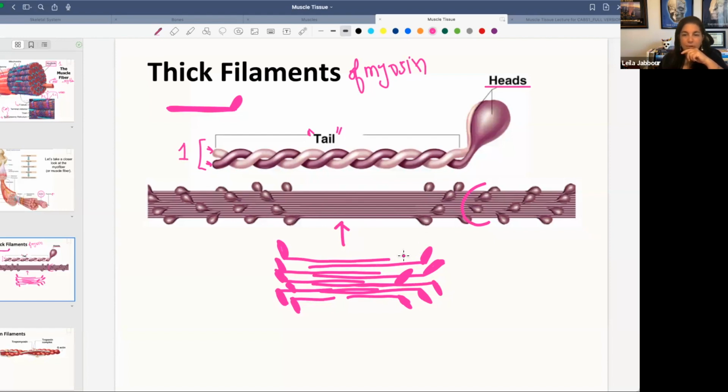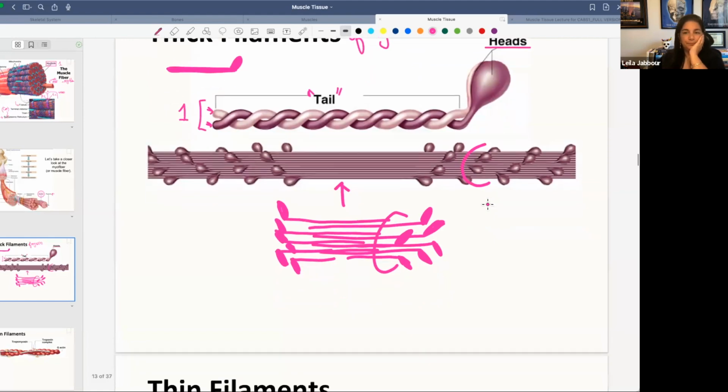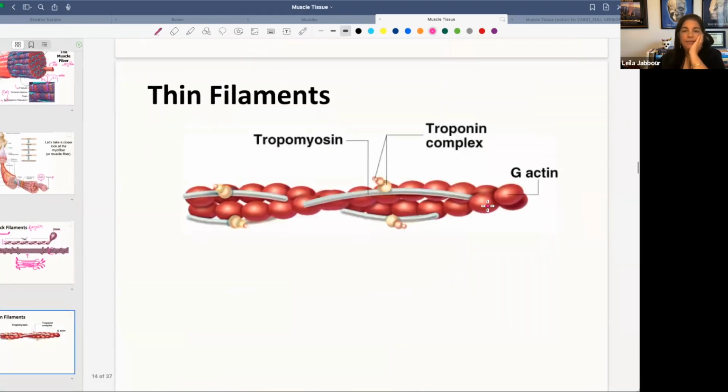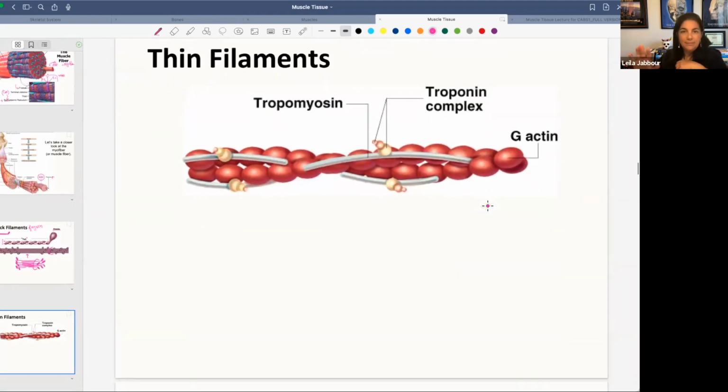Like this. So you have, right? So this is like a thick middle portion, and all the heads are sticking out. Okay. Thin filaments, so I'm describing them separately, and then I'll show you how they're interacting with each other.